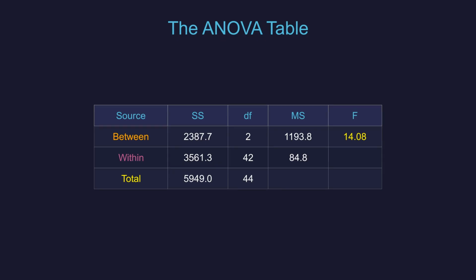The F statistic is 1,193.8 divided by 84.8, which equals 14.08. The p-value is extremely small, 0.000021. This is highly significant evidence that heart rates differ across the three groups.